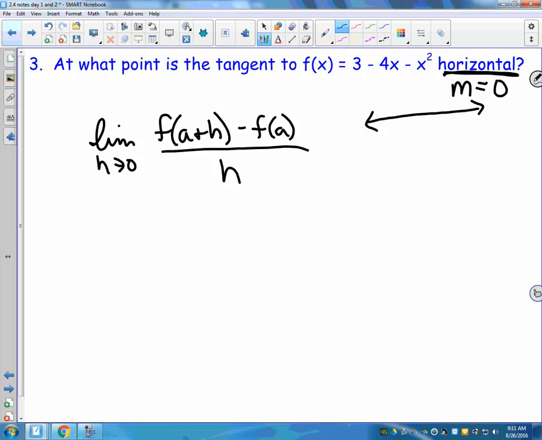This is our equation for the slope of the tangent line. So if we want the slope of the tangent line to equal 0, we want this to be equal to 0. So you have to interpret those questions about what am I doing? Am I plugging 0 in, or am I setting it equal to 0?